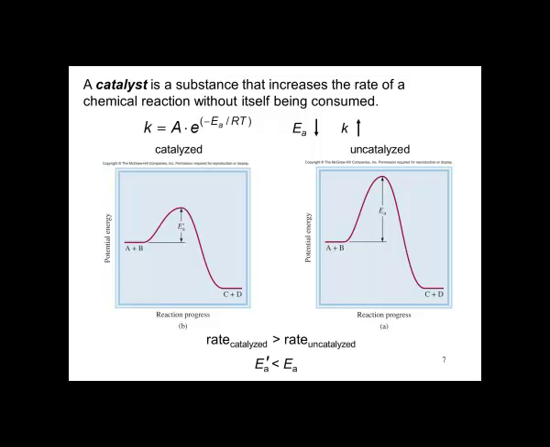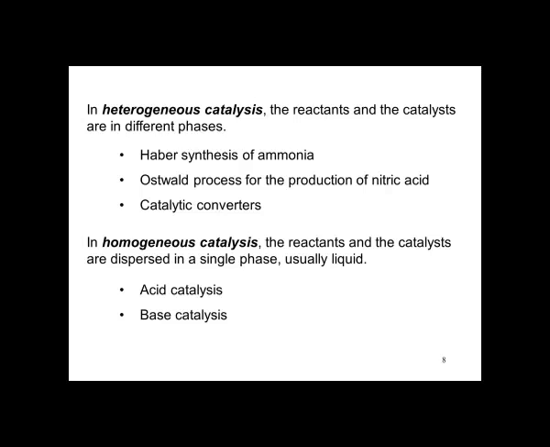The rate of a catalyzed reaction is always greater than the rate of the uncatalyzed reaction, and that is because the energy of activation of a catalyzed reaction is less than the energy of activation of an uncatalyzed reaction. There are heterogeneous catalysts. There, the reactants and the catalysts are in different phases. Examples of this are the Haber synthesis of ammonia, the Ostwald process for the production of nitric acid, and also catalytic converters. In a homogeneous catalyst, the reaction and the catalyst are dispersed in a single phase, usually a liquid, and these are usually acid or base catalysts.